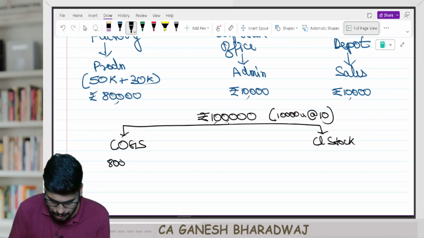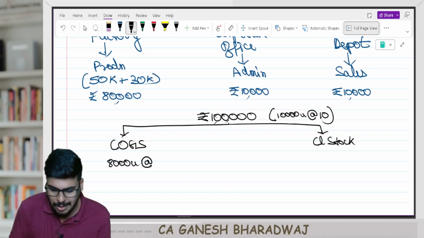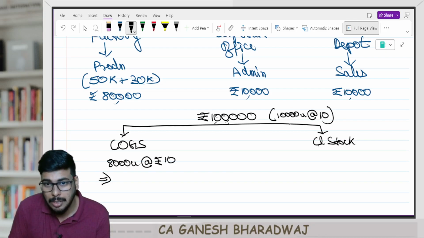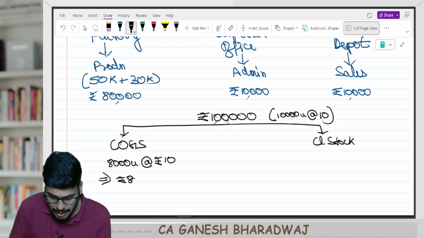8,000 units, right? Every unit incurs a cost of rupees 10. So what is my cost of goods sold? 8,000 into 10, how much is it? 80,000, right?